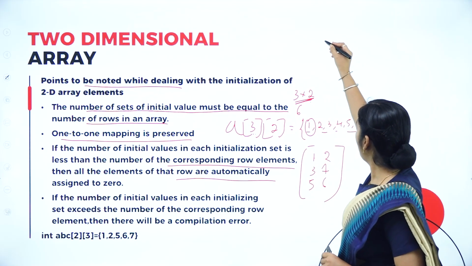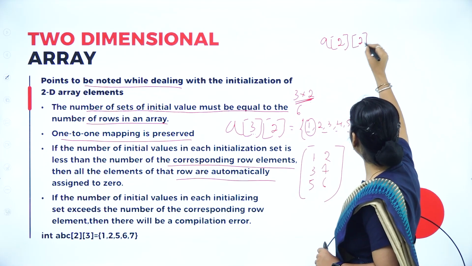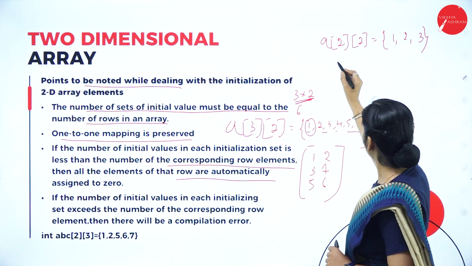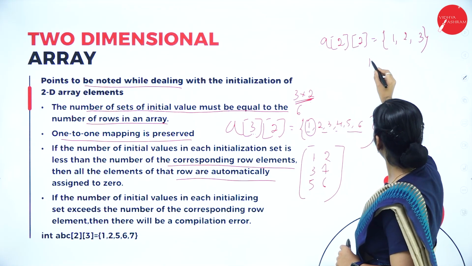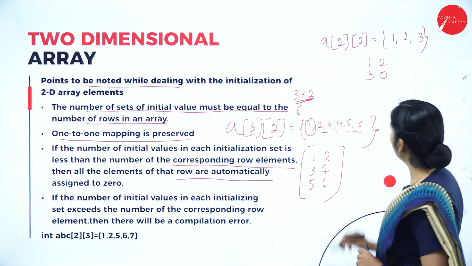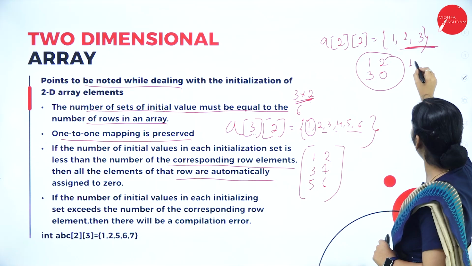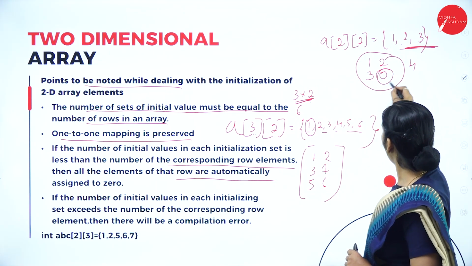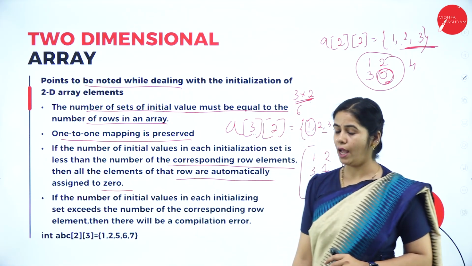If I take the value A of 2, 2, then giving only 1, 2 and 3, what happens here? It will be given with the value 2, 2, 2 rows and 2 columns, right? This will be given with the value because the data is insufficient here. We are supposed to enter 4 elements, right? Because we have only 3 values, the remaining value will be filled with 0. That is what they meant, assigned with the value 0.